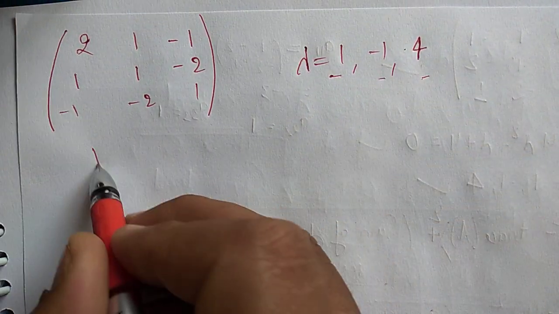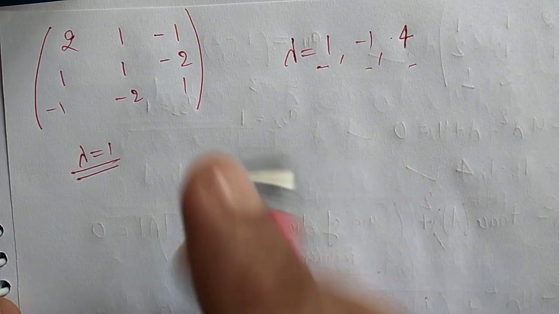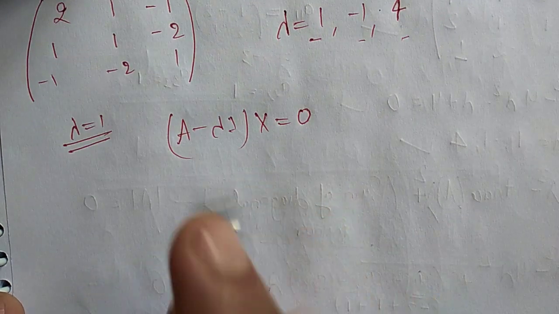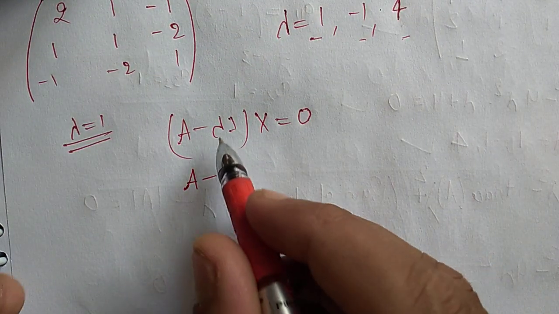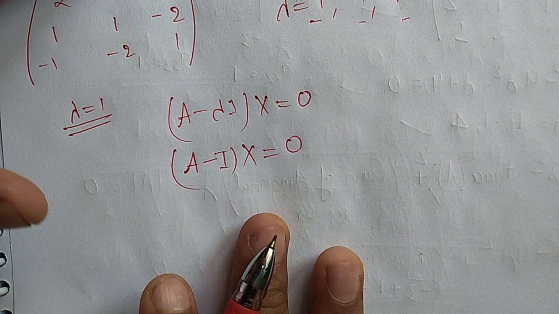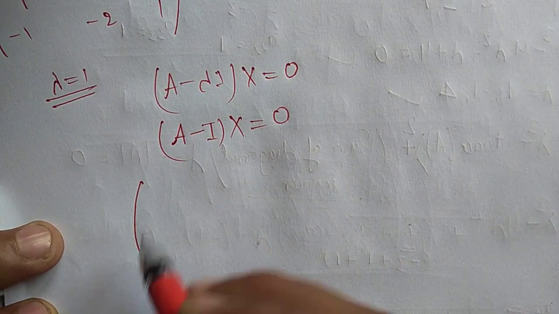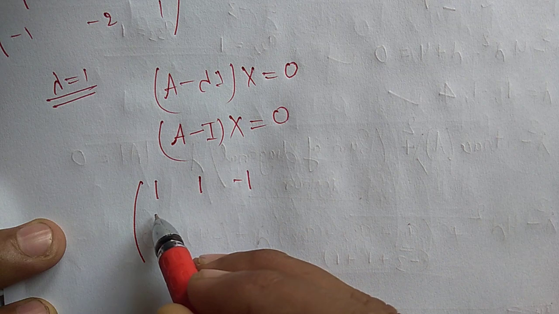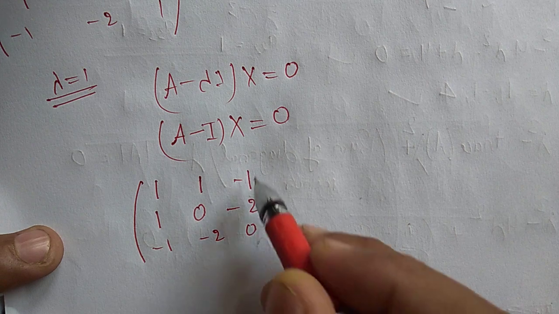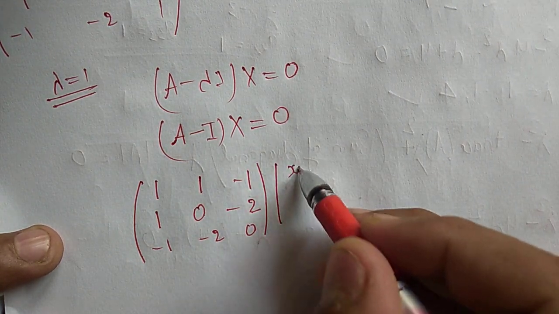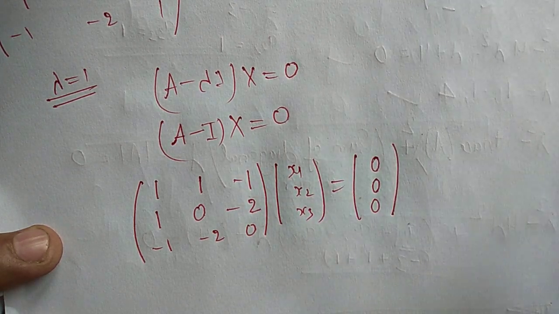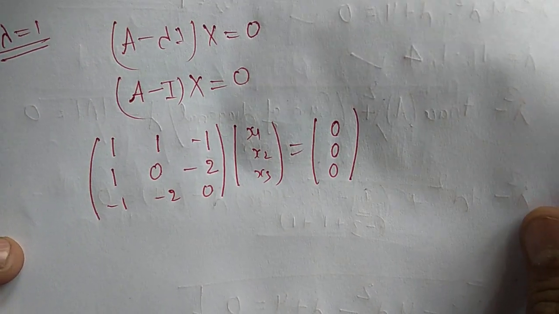So eigenvector for lambda equal to 1. We need to solve (A minus lambda I) x equal to 0. So we will have A minus I, x equal to 0. So we can have the matrix 1, 1, minus 1; 1, 0, minus 2; and minus 1, minus 2, 0. So this is the homogeneous system.